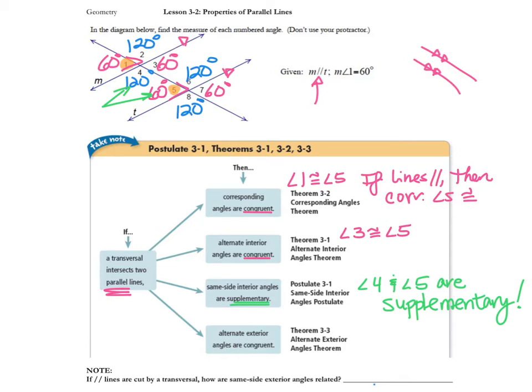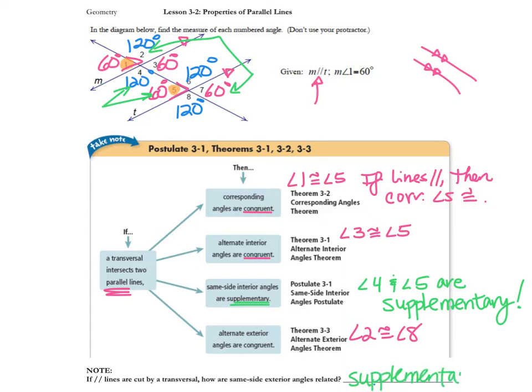Okay, and then alternate exterior. Let's see, how about angle 2 and angle 8 would be congruent because they're alternate exterior angles and the lines are parallel. And then note that there is another pair of angles that are not listed there that I'm okay with you referring to: the same side or the consecutive exterior angles. Consecutive exterior would be like angle 2 and angle 7. Same side of the transversal, outside of the two lines. How are they related? They're going to be supplementary.